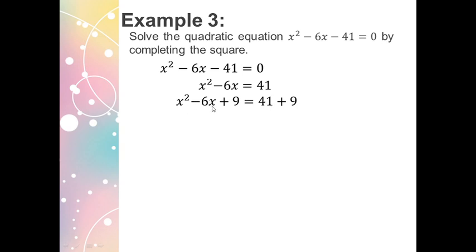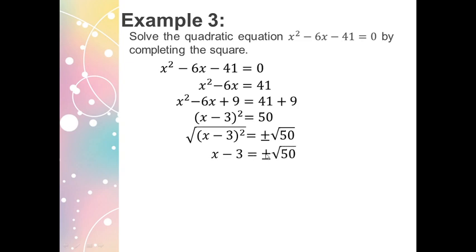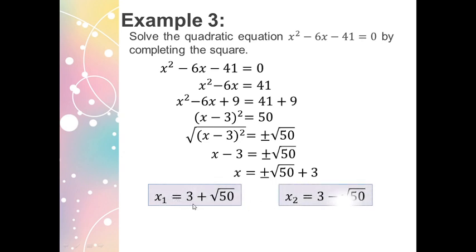Then we turn x squared minus 6x plus 9 into a square of a binomial, which is x minus 3 squared. Then we take the square root of both sides, giving us the equation x minus 3 is equal to plus and minus square root of 50. We transpose -3, so from -3 it becomes +3. So therefore, we have the two values for x. X1 is equal to 3 plus the square root of 50, while x2 is equal to 3 minus the square root of 50.